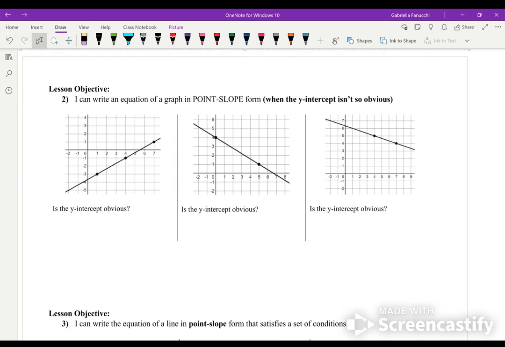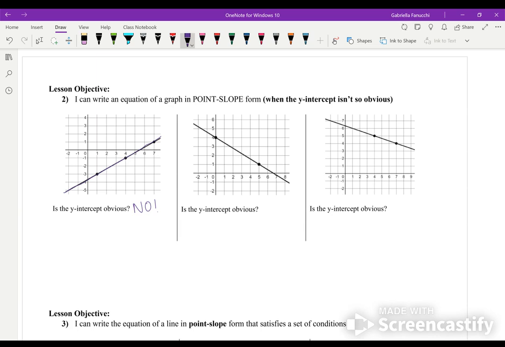Lesson objective number 2: I can write an equation of a graph in point slope form when the y-intercept isn't obvious. First things first, we need to identify, is the y-intercept obvious? That means, can you clearly see where it crosses the y-axis, like at a perfect point? If we look here, our line does not cross at a perfect point. So is the y-intercept obvious? No. So in this case, you would want to use point slope form.